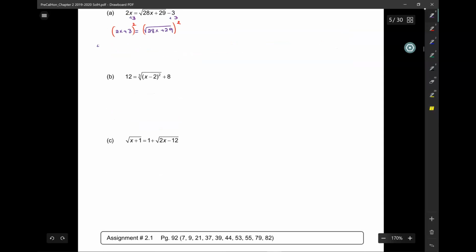and I get 4x squared plus 12x plus 9 equal to 28x plus 29. I'm going to bring everything to the same side. So when I subtract 28x, it'll be negative 16x. Subtract the 29, 9 minus 29 is negative 20, equals 0. I'm going to factor out the 4.